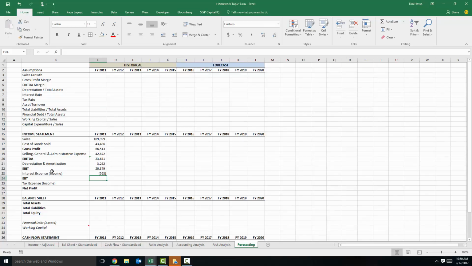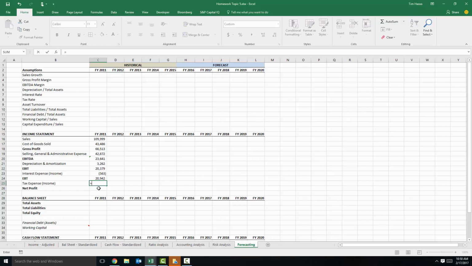EBT stands for earnings before tax, which is effectively just EBIT minus interest expense. Now what you'll notice is that interest expense is negative, which means that it's technically an income. Whenever interest expense is negative, it gets added back onto your earnings, because in this case H&M doesn't actually have any financial debts, it has financial assets.